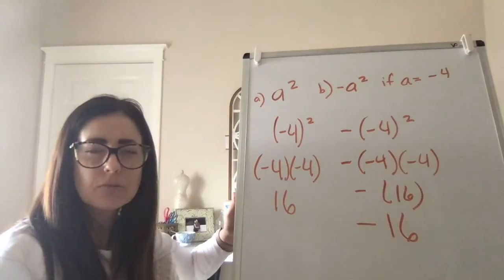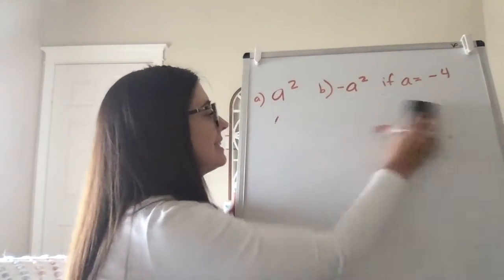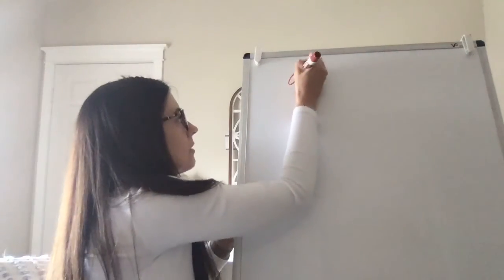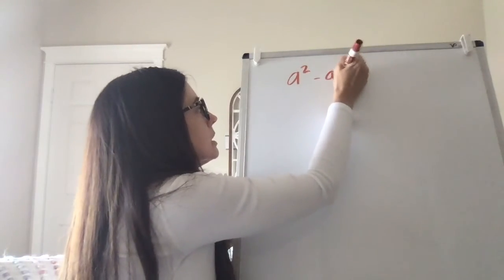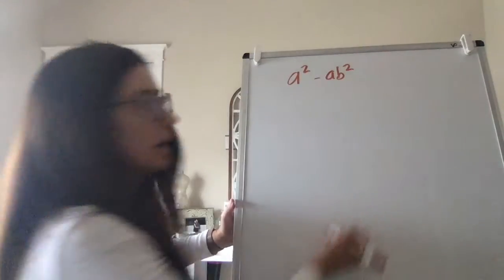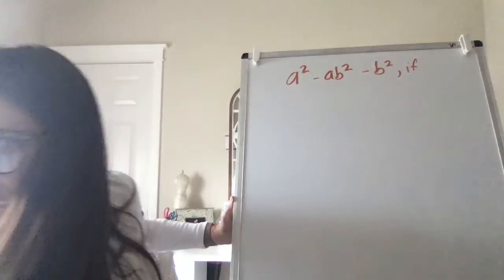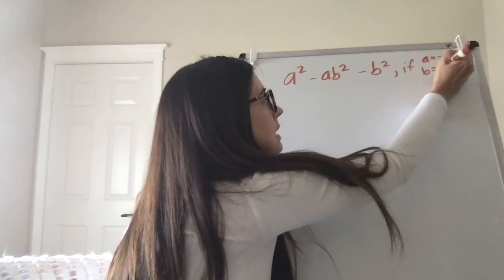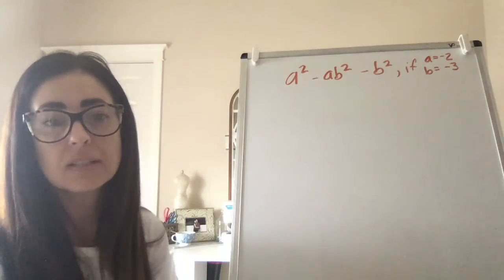Hopefully you're starting to see the difference here, because they're going to make it a little bit more difficult on us. And by a little bit more difficult, I mean this is a pretty hard problem. So let's work through it, get it figured out. We have a squared minus ab squared minus b squared if a equals negative 2 and b equals negative 3. Now this is tough, okay? So let's just take it step by step.